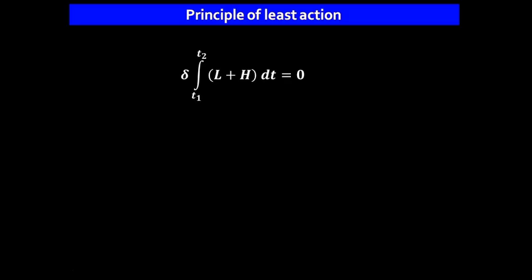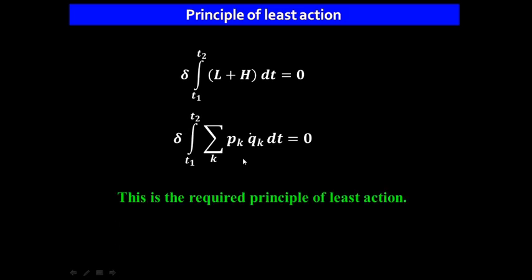After taking delta, integral and dt common, we are left inside the integral with L plus h, and we know that L plus h is twice T, or L plus h is summation over k of pk into qk dot. So this is nothing but the principle of least action. This is the final expression for the principle of least action. So we have proved the principle of least action.